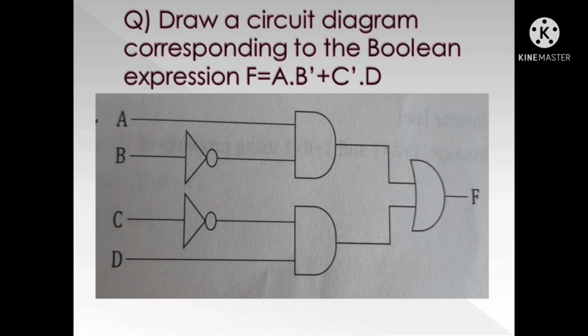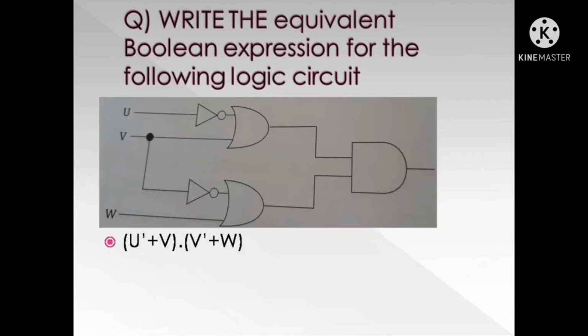I will discuss that. Next we can discuss how to write the equivalent logic expression or Boolean expression for the logic circuit. Did you see the logic circuit there? There we have 3 inputs: U, V and W. U is given as input to a NOT gate. That will be U complement. Then we directly give to one NOT gate and one OR gate.